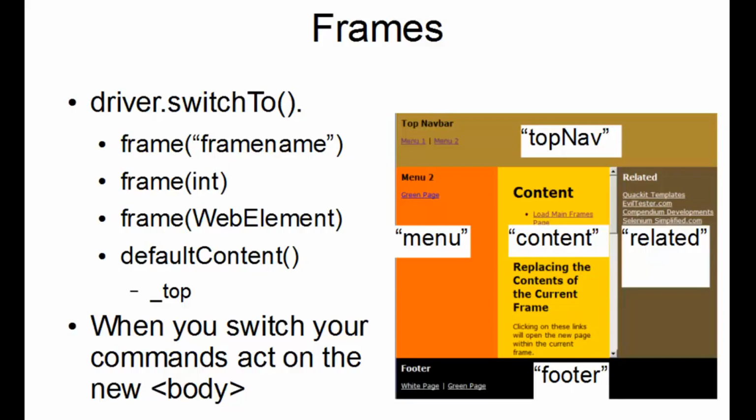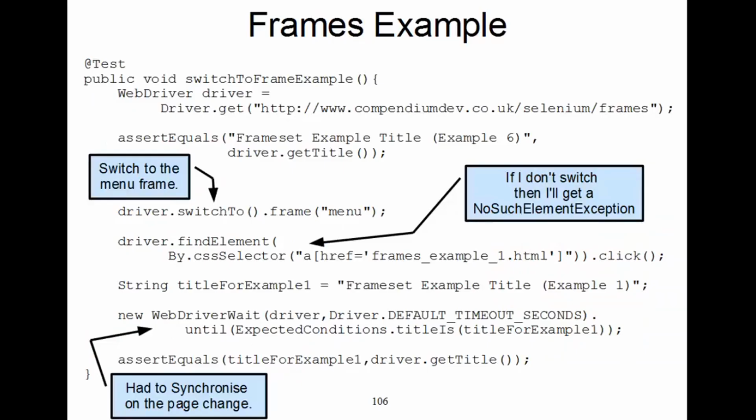Now in the next lecture, we're going to drop down into the page and the code and the test to see this in action. I just want to provide a quick overview first. So in context of a test, you can see here I'm going to compendiumdev.co.uk/selenium/frames. That's the main test page that we've got set up for this. I assert the title. Then we switch to a frame called menu. So I find an element within that menu and click on it, and that will take me to a new page, and then the whole setup starts again.